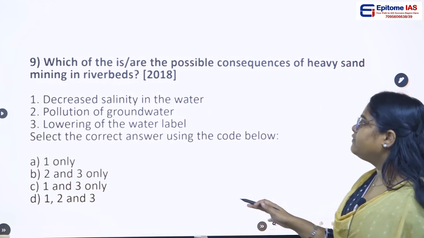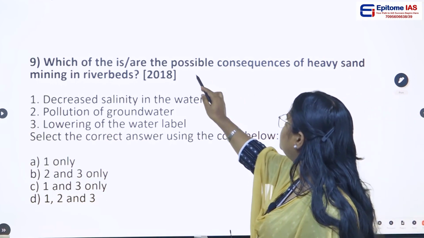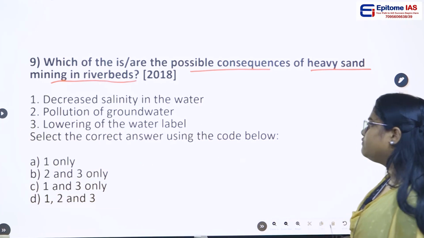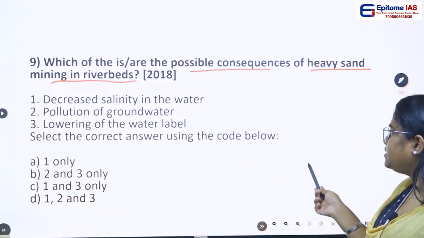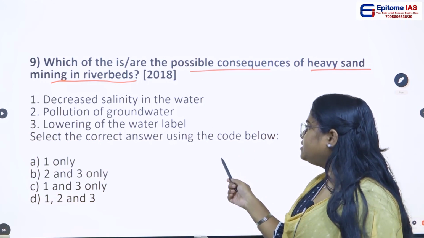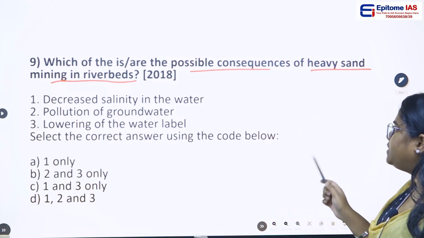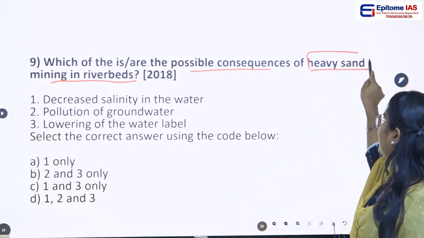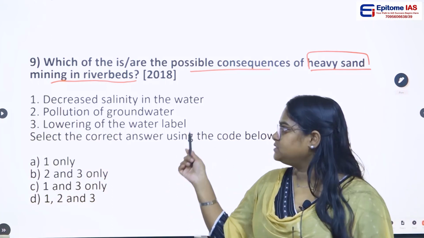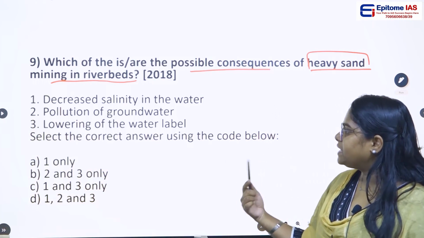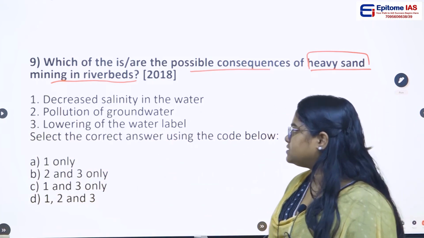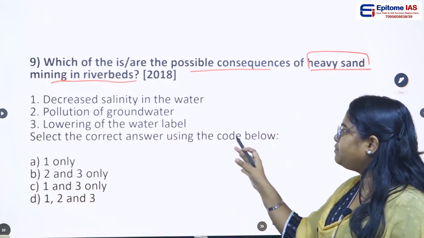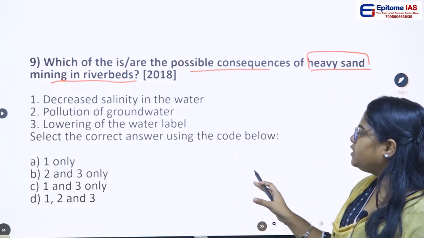So the next question: which of the following are possible consequences of heavy sand mining in riverbeds? 1, decreased salinity in the water. 2, pollution of groundwater. 3, lowering of water table. They are asking what the possible consequences are when we do heavy sand mining, which usually happens in the riverbed, right? So first, decreased salinity in the water. Second, pollution of groundwater. Third, lowering of water table.